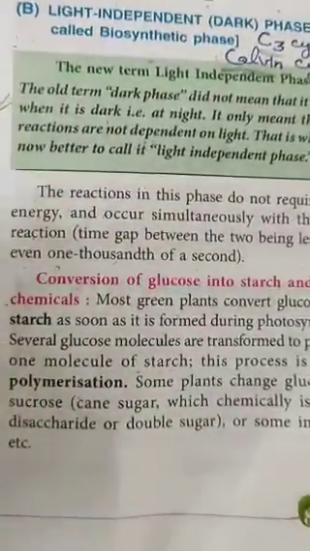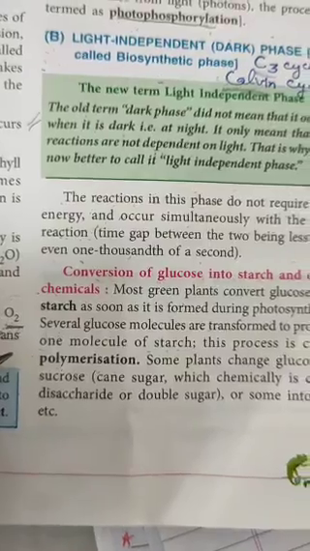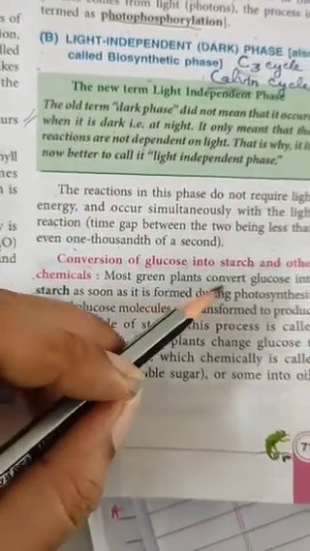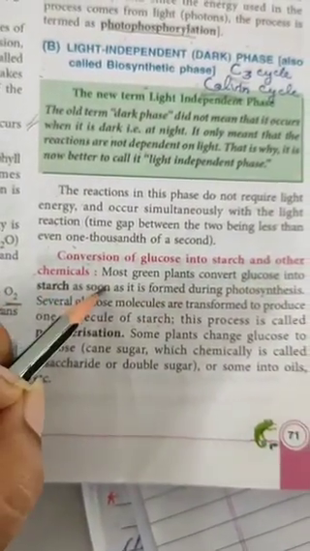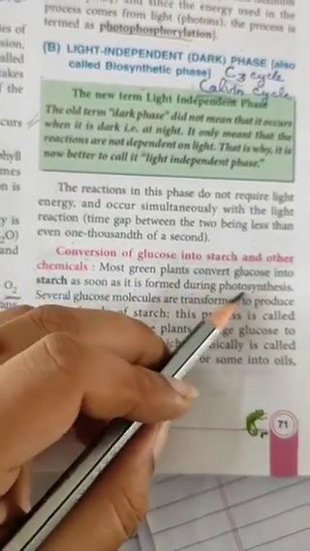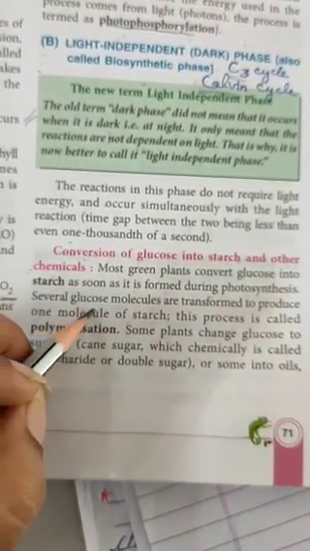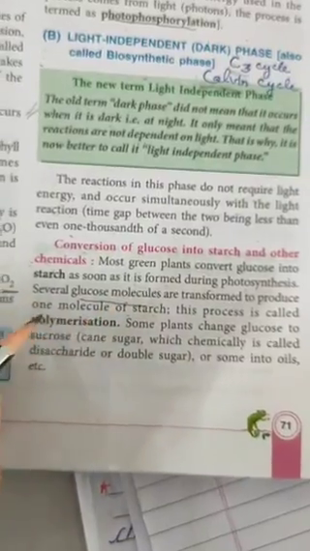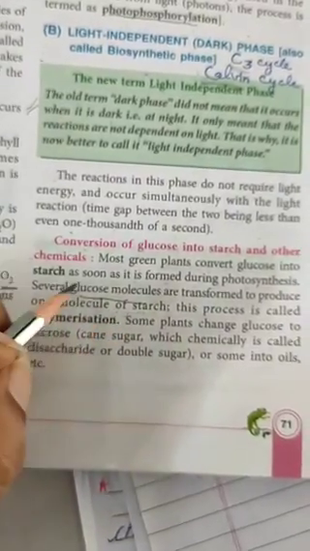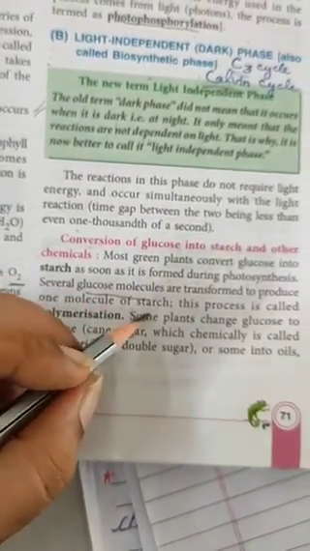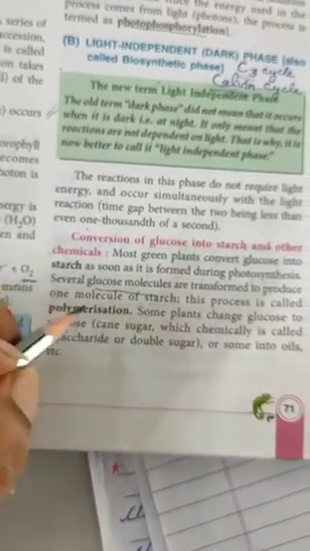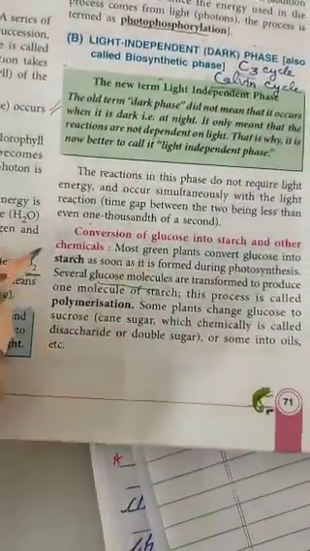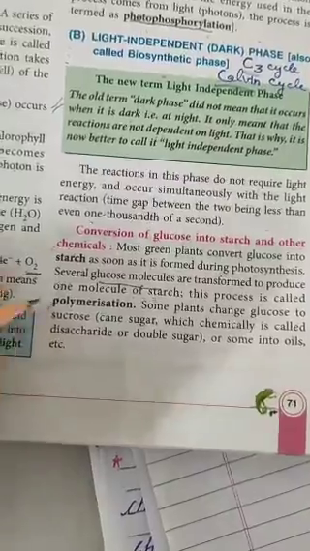Now here we have to read what happened to glucose. Most green plants convert glucose into starch as soon as it is formed during photosynthesis. So many glucose molecules are transformed to produce one molecule of starch. Basically, they will join together and form a single molecule of starch. This process of formation of starch from several glucose molecules is known as polymerization.